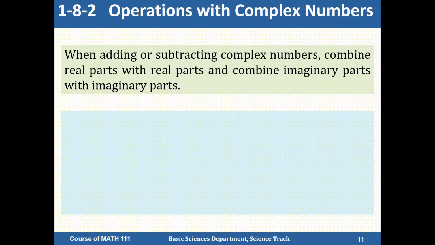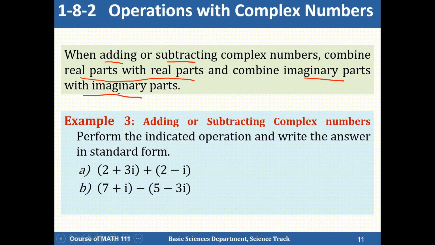So we start with addition and subtraction. Very easy. To add or subtract complex numbers, just add the real parts together and add the imaginary parts together. Very easy. What does it mean? It means that to add these complex numbers written in standard form, we just remove the parentheses.